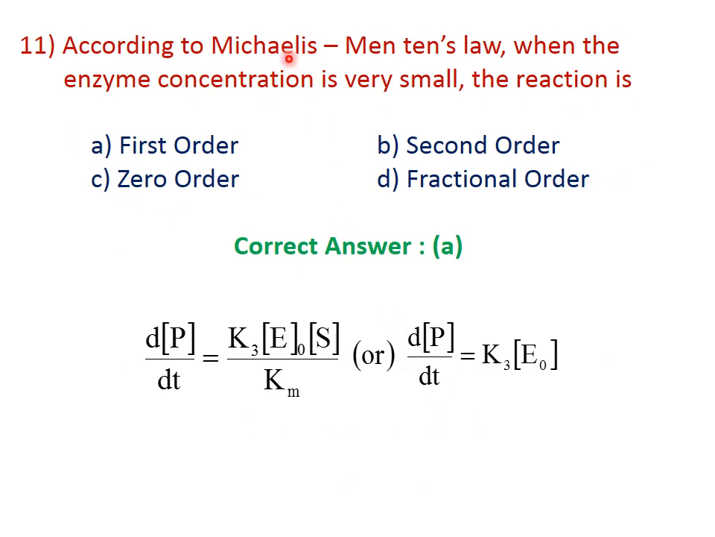Question number 11. According to Michaelis-Menten law, the enzyme concentration is very small. The reaction is dP by dt will be equal to K3 E0 S divided by Km. Initial concentration is very small. dP by dt will be equal to K3 into E0. Initial concentration வந்து 0 இருந்ததுன்னா very low இருந்ததுன்னா it is first order with respect to enzyme and 0 order with respect to substrate. அப்போ the correct answer இங்கே வந்து enzyme thick ஆ இருக்கு. Enzyme concentration smaller இருந்ததுன்னா it is first order with respect to the order of the reaction. Therefore, the correct answer is A.